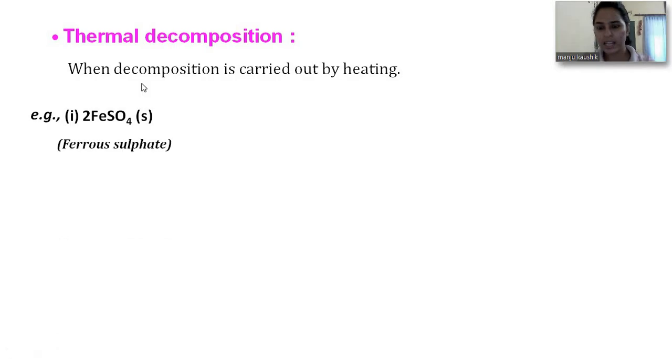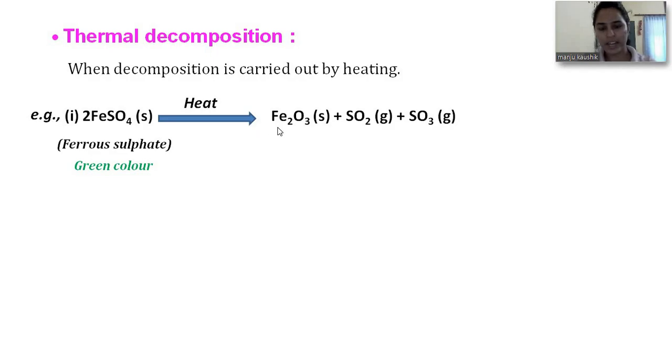Let me give you an example. See, ferrous sulfate divides into ferric oxide, sulfur dioxide and sulfur trioxide. So this ferrous sulfate, which is green in color, when we heat it, gets converted into ferric oxide, which is reddish brown in color, and in that process some gases are released, sulfur dioxide and sulfur trioxide. So some gases are released when we heat ferrous sulfate. So students, what is happening in this reaction?